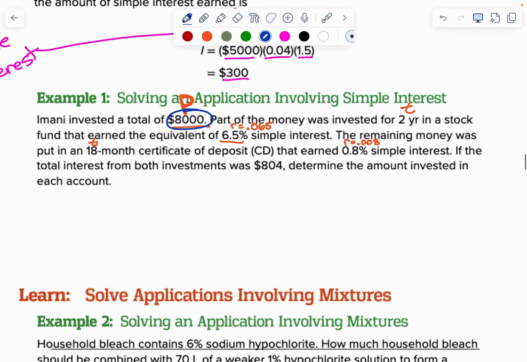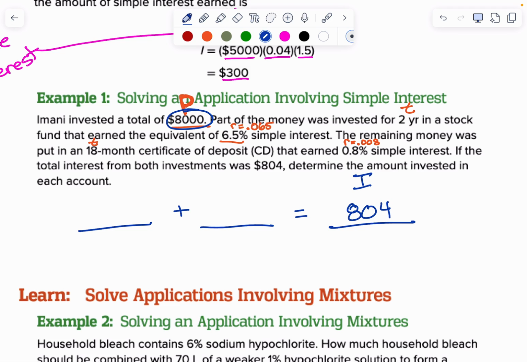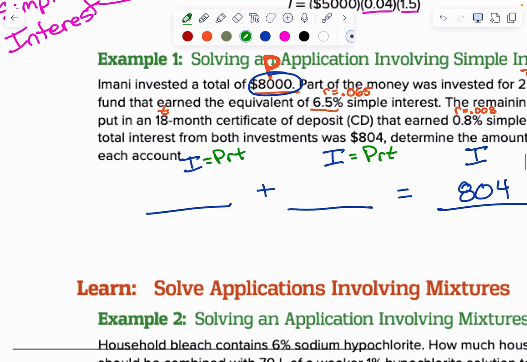So this is where it gets a little bit more intricate. We've got something here adding to something here to give me my overall total interest. What's the overall total interest that I'm earning off of that? 804, right? Okay. So this guy's interest plus this guy's interest equals the total interest, right? But interest is calculated as principal times rate times time. So I've got 3 parts going in each little blank over here. Principal times rate times time. Principal times rate times time.